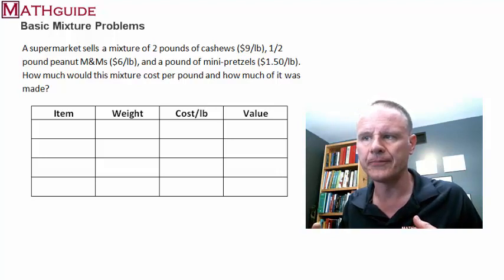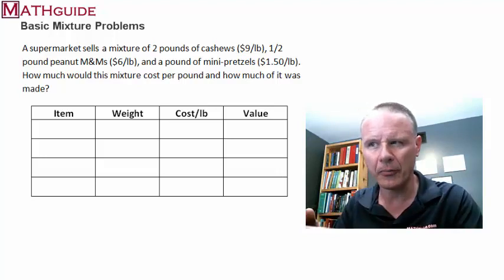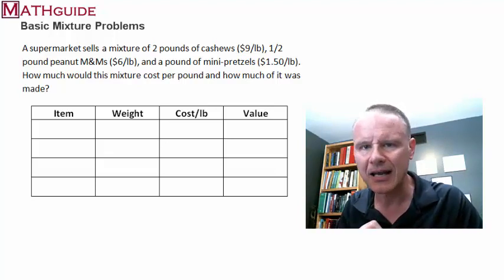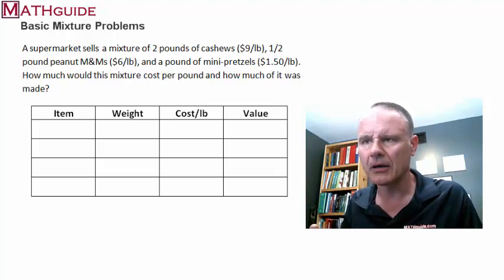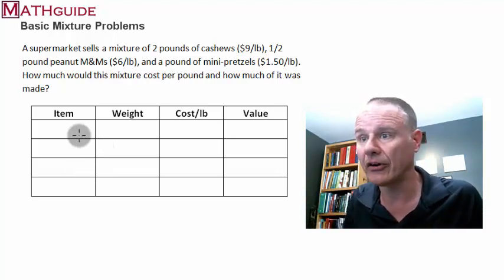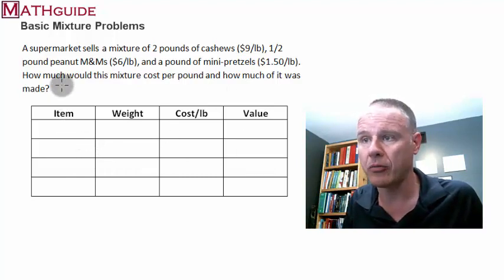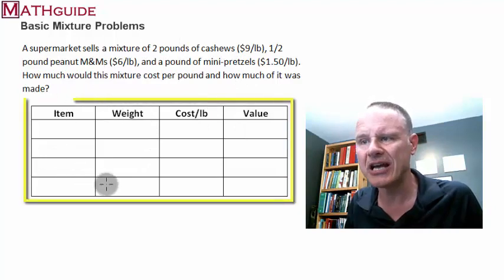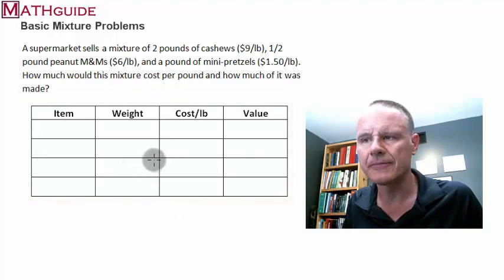So you want to figure out, if those are the prices of the individual pieces, what's it going to cost as a mixture? Okay, so that's kind of the problem that we're dealing with here. So in order to solve this problem, which looks kind of complicated, I would strongly suggest that you use this graphic organizer. So this table is set up in such a way to make it easy to use.